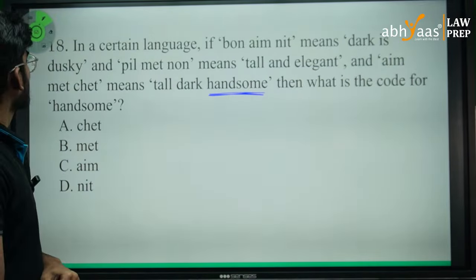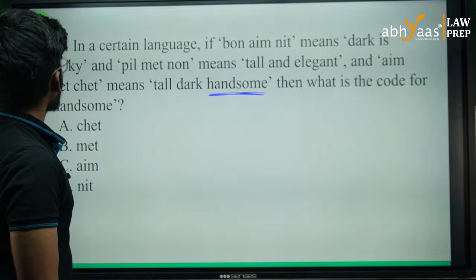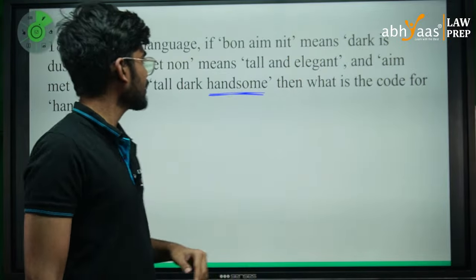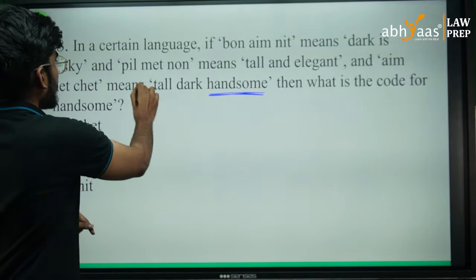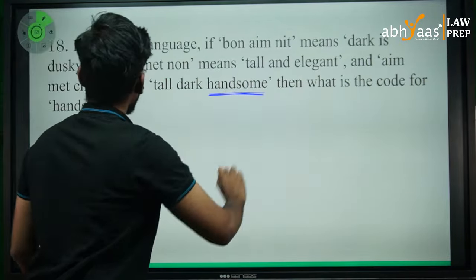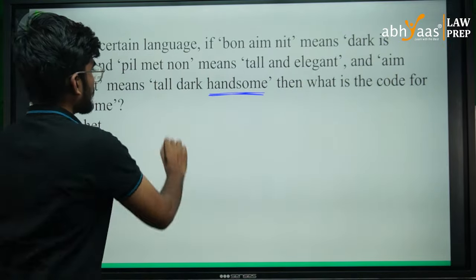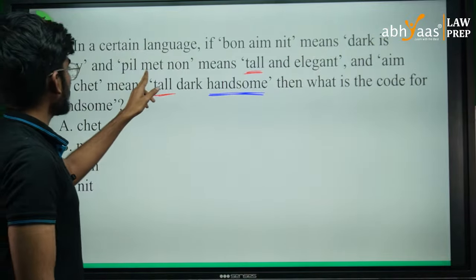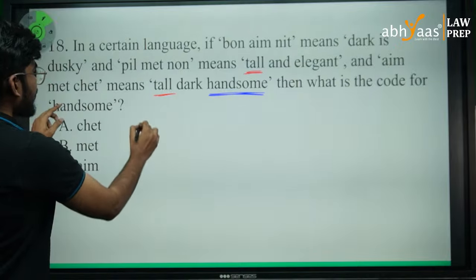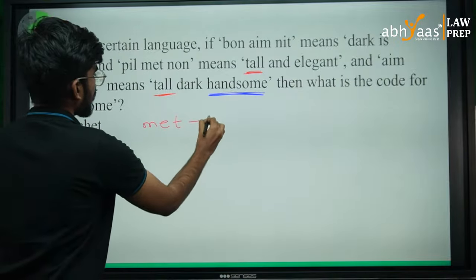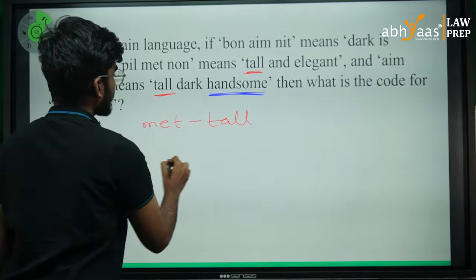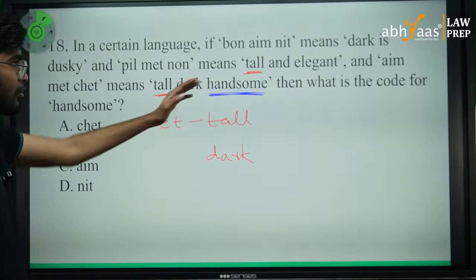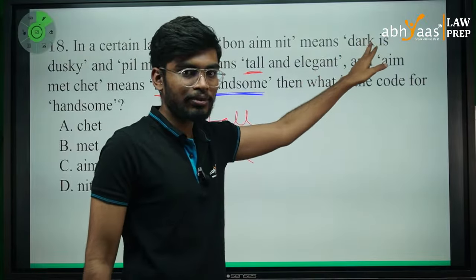If you observe statements 2 and 3, tall and elegant: "pill met non" means tall and elegant, and among these two, tall is common, right? Which code is common? "Pill met non". So met means tall. Similarly, I want the code for dark. Let us see if dark is mentioned anywhere. Yes, in the first sentence itself it is mentioned.